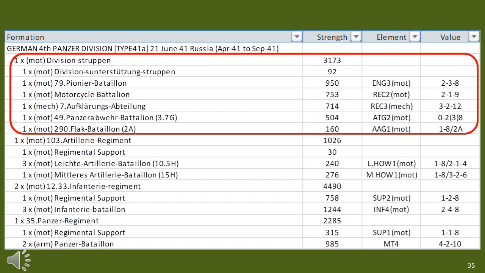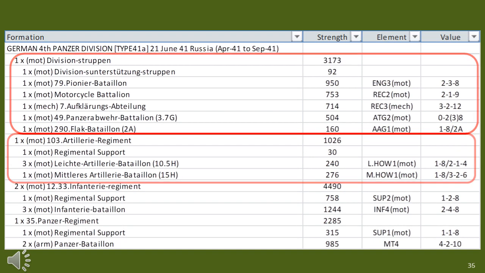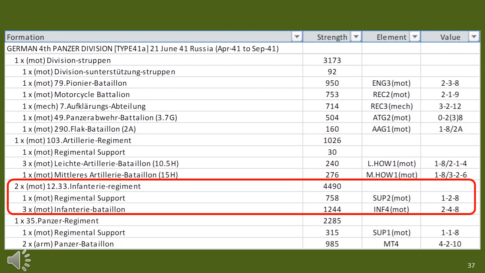The division support formations remained much the same, with minor changes in the motorcycle battalion and slightly more changes in the anti-tank battalion. In 1941, the biggest change was the addition of a flak battalion. The Panzer artillery regiments did not change in 1941, at least for Russia. One major change which occurred was the beefing up of the motorised infantry battalions, mainly adding regimental support formations. The other change was an increase in the number of motorised infantry regiments in the division from 1 to 2.